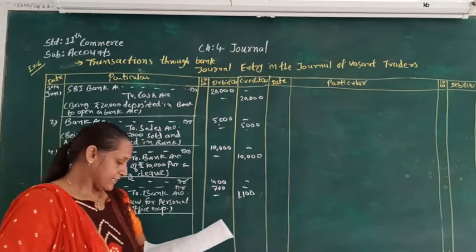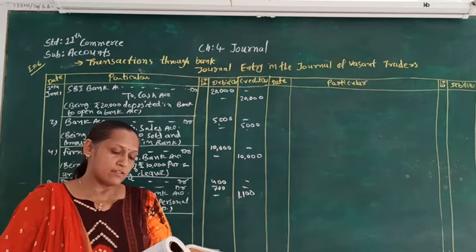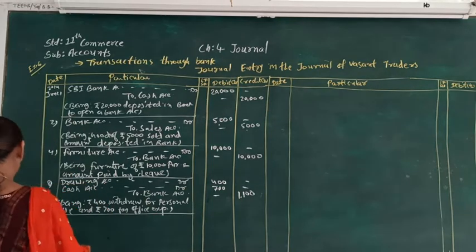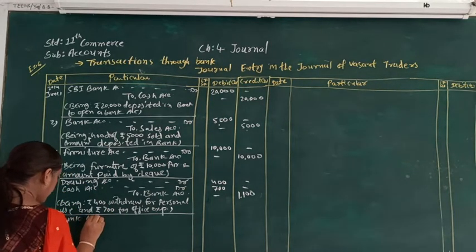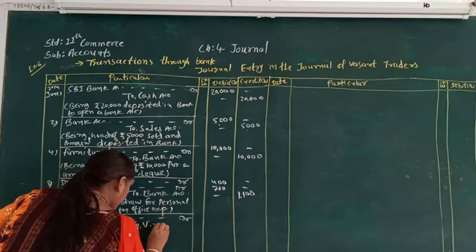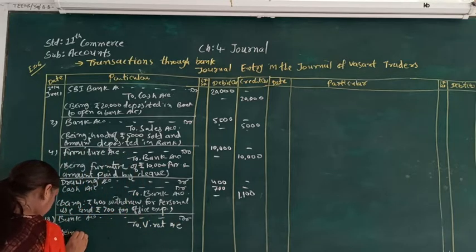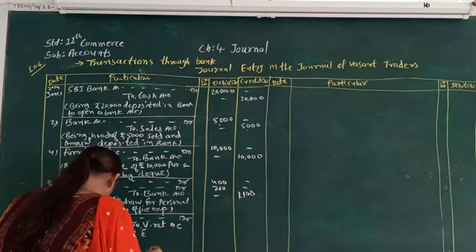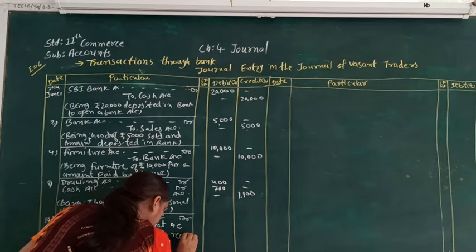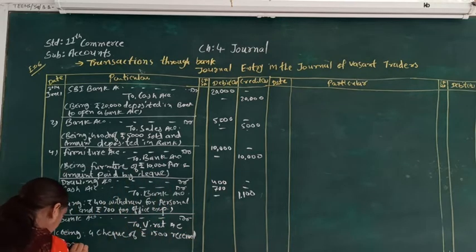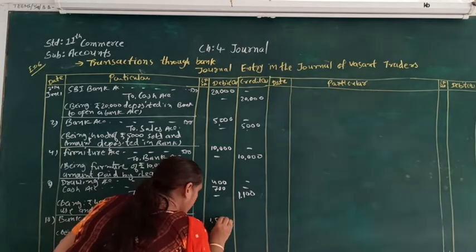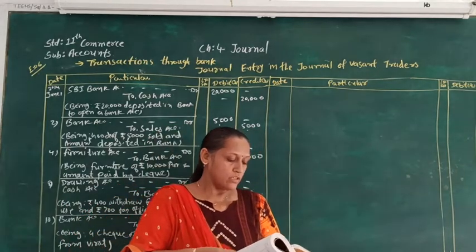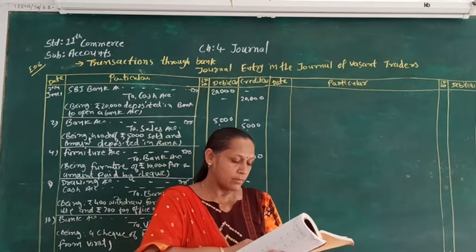Now next is date number 10. A check of rupees 1,500 received from Virat. So Virat is a giver and bank is a receiver. So bank account debit to Virat account. Being a check of rupees 1,500 received. Next, goods sold for cash to Parthiv, out of which 50% amount is received by check.